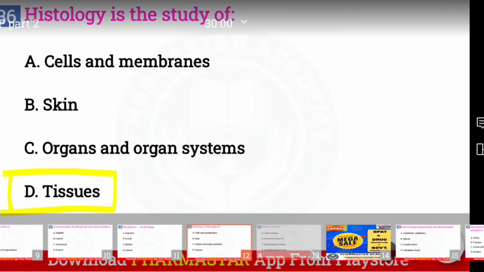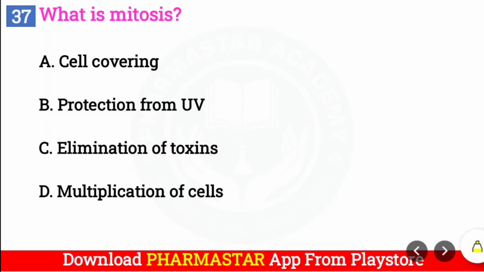Next question. What is mitosis? Option A, cell covering. B, protection from UV. C, elimination of toxins. D, multiplication of cells. The correct answer is option D. Mitosis is the process in which one cell divides to form two identical daughter cells, helping in growth and repair of the body. The correct answer is option D.